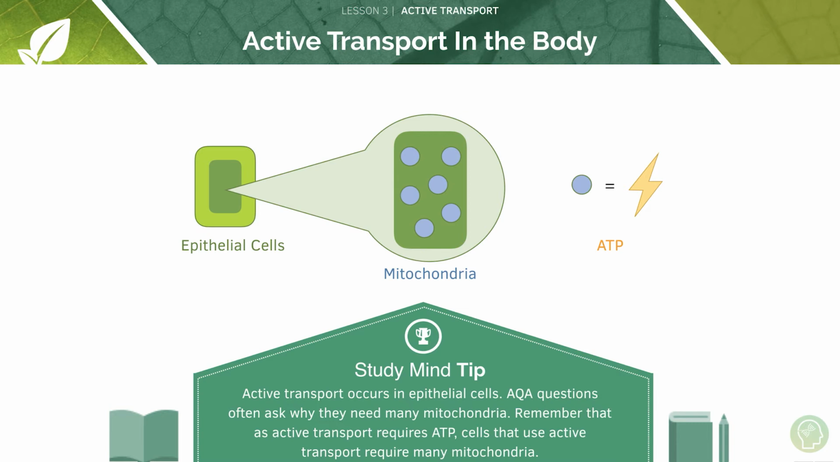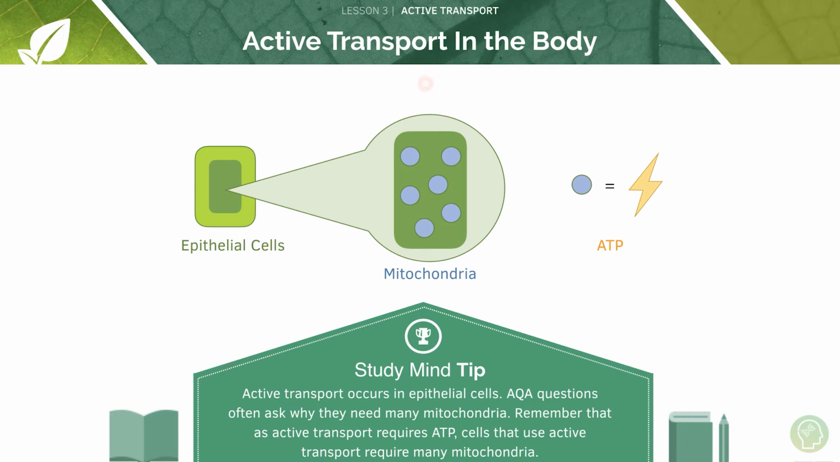Therefore, as active transport requires ATP, cells that use active transport are going to require many mitochondria. So you can infer from that that a cell with lots of mitochondria is perhaps responsible for allowing active transport to occur in the body. An epithelial cell, for example, is going to have lots of active transport occurring through it.